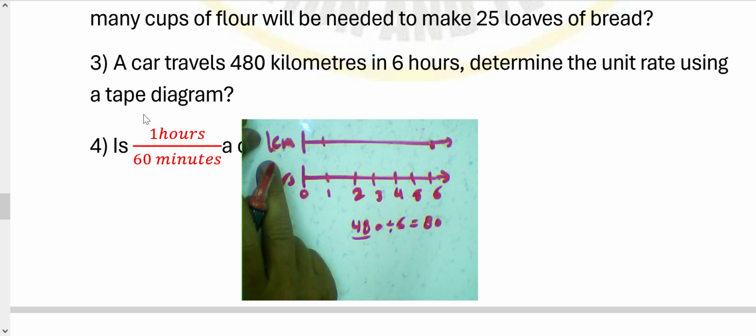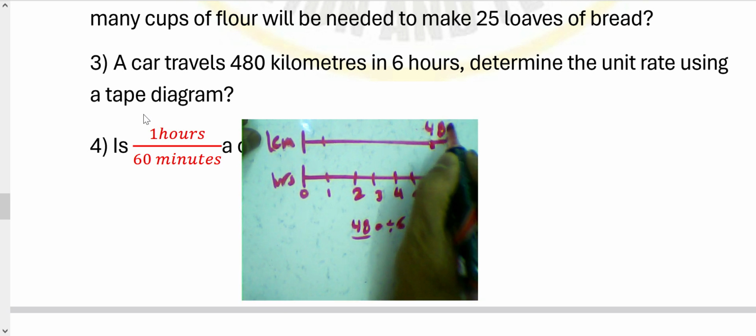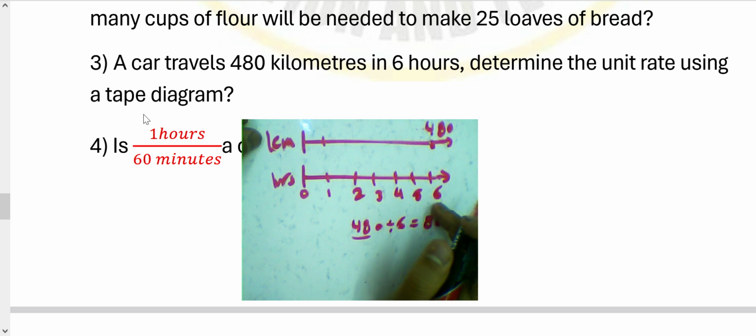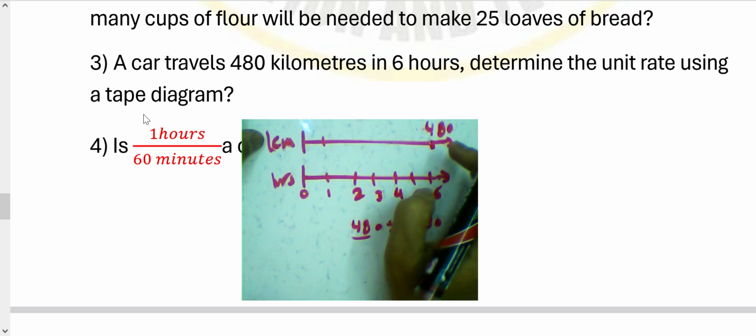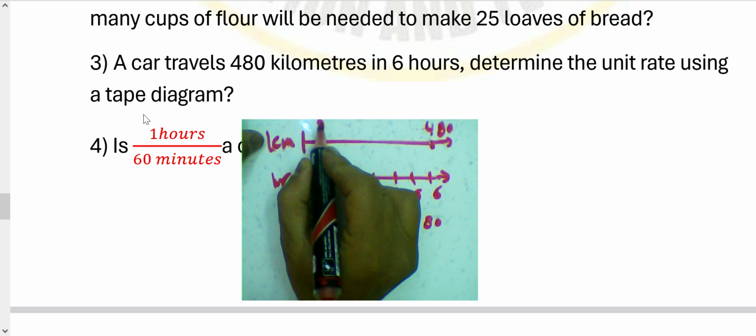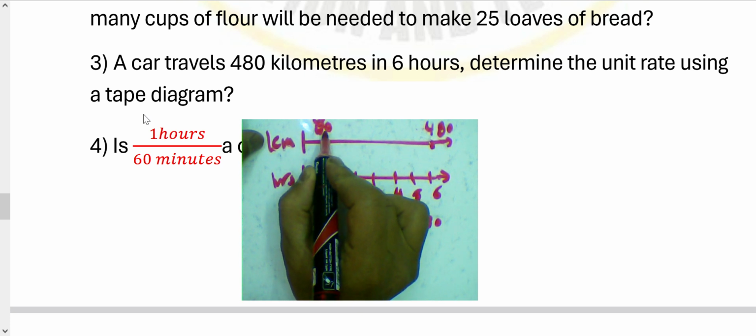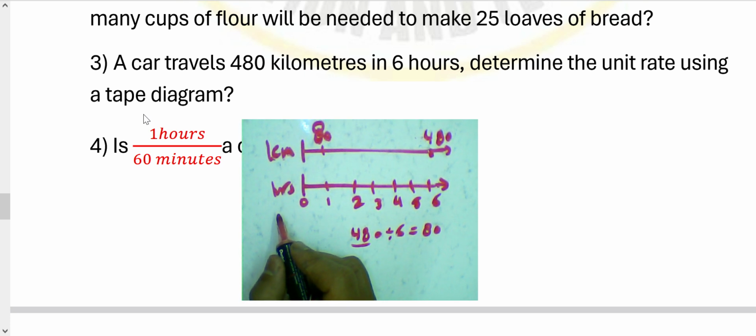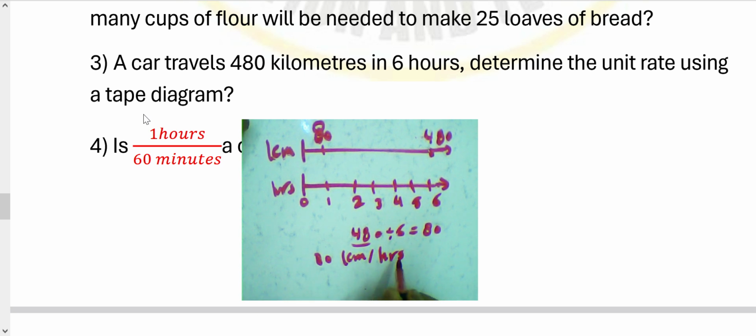The car travels 480 kilometers in 6 hours. Then in 1 hour we can write 480 divided by 6 equals 80. The result here is 80 kilometers. Okay, the unit rate will be 80 kilometers per 1 hour.